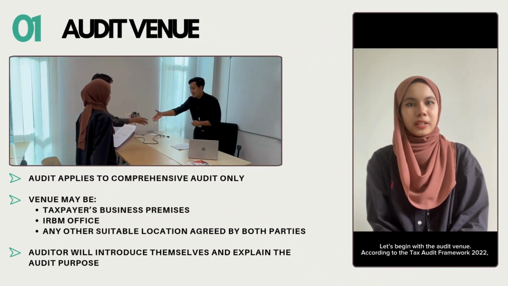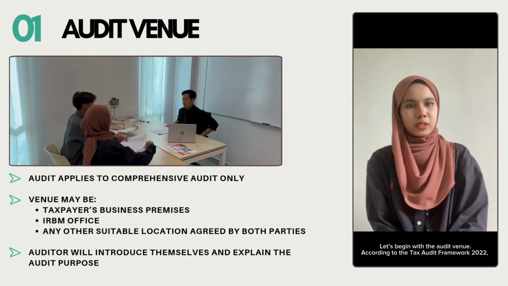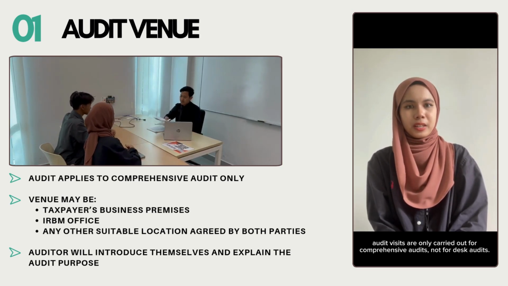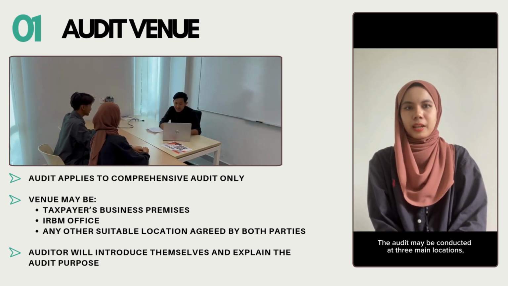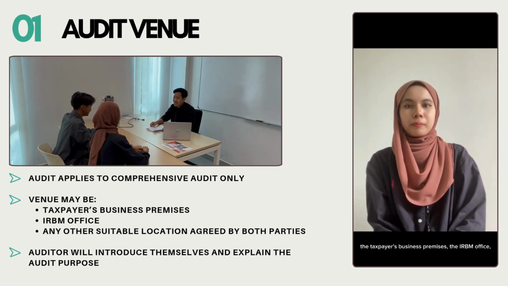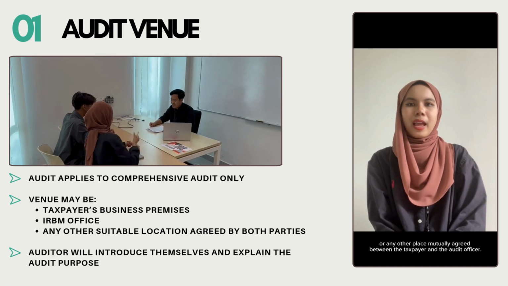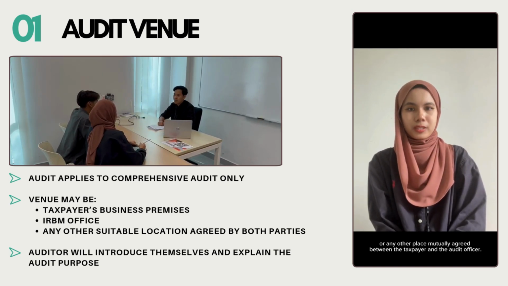Let's begin with the audit venue. According to the Tax Audit Framework 2022, audit visits are only carried out for comprehensive audits, not for desk audits. The audit may be conducted at three main locations: the taxpayer's business premises, the IRB office, or any other place mutually agreed between the taxpayer and the audit officer.